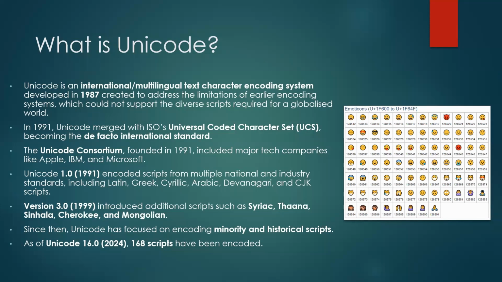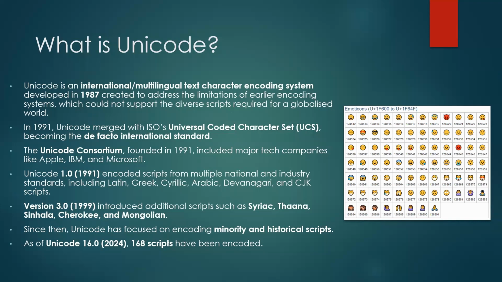The first version of Unicode encoded the major world scripts like Latin, Greek, Cyrillic, Arabic, Devanagari, and Chinese, Japanese, Korean. Then version 3 moved on to other scripts like Syriac, Thaana, Sinhala, Cherokee, and Mongolian. Since then, the focus has been on encoding minority and historical scripts. As of the last Unicode update last year, there were 168 scripts encoded. The next version, this year's version, will come out in September, and I think there are about 5 new additions. We can have a look at that later.